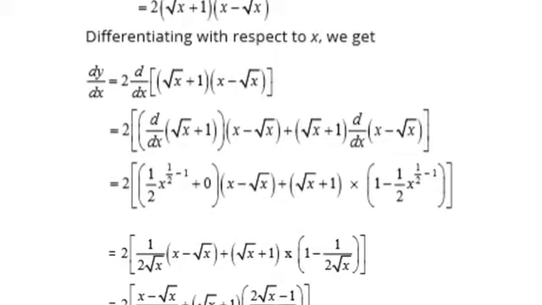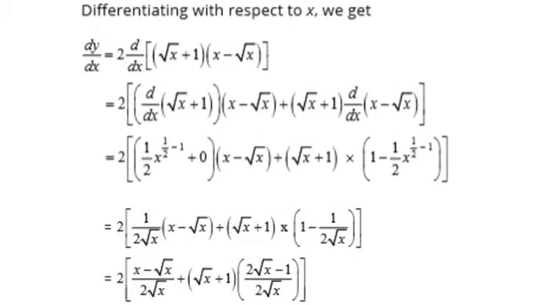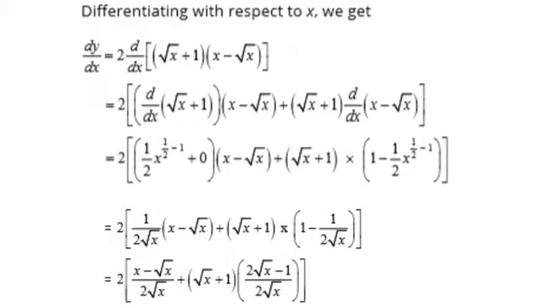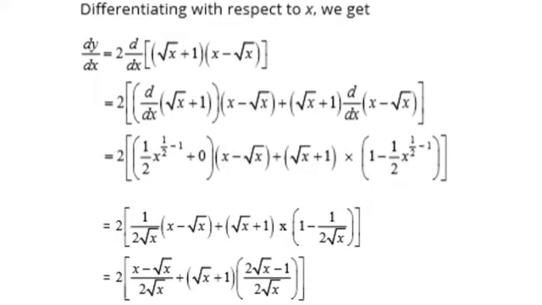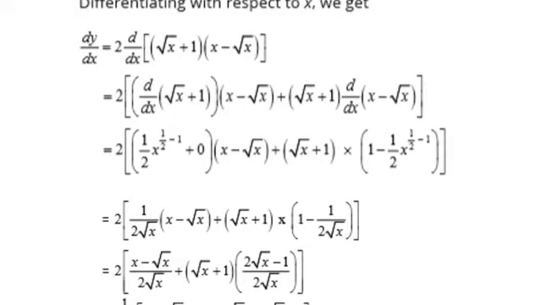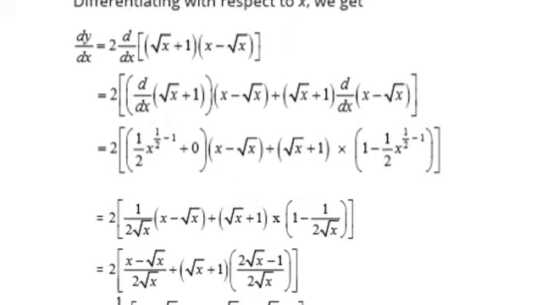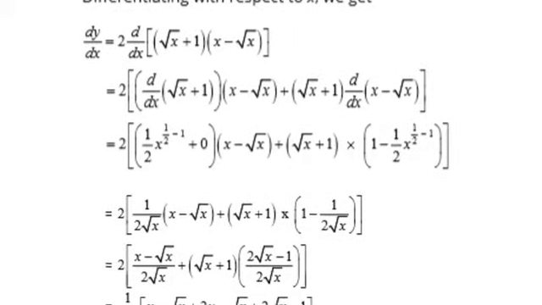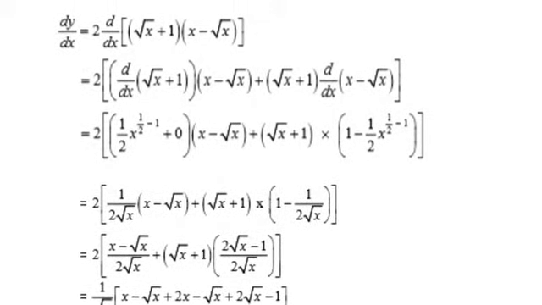When we apply d by dx on the first bracket, its power is 1 by 2. It becomes 1 over 2 x to the 1 over 2 minus 1, and derivative of 1 is 0. And when we apply d by dx on the second bracket, derivative of x is 1 and for square root x, its power is 1 by 2, so 1 by 2, x to the 1 by 2 minus 1. And then we simplify.